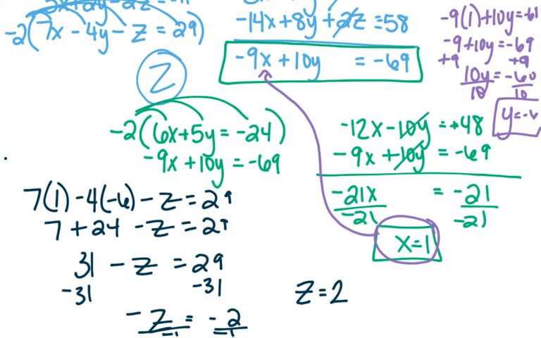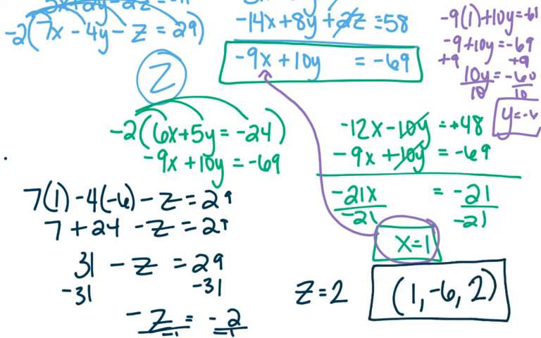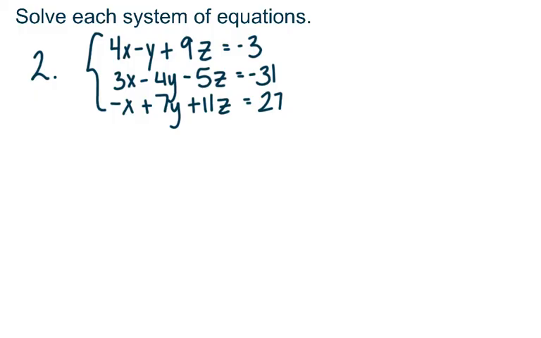So here's my final answer. I had x was 1, I had y was negative 6, and I had z was positive 2. There is my answer. That is a big, long, drawn-out process. It is not fun, but that is what you do each and every time. Okay, so I'm going to show you how to do this next one, and then I'm going to let you try the other ones and give you the answers to them.